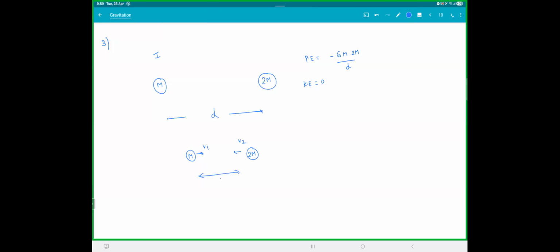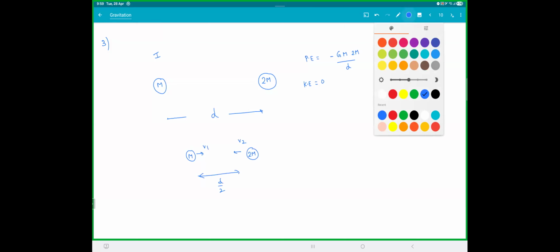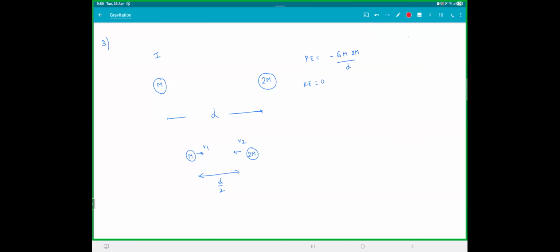The distance has become d by 2. From conservation of linear momentum, the initial momentum is 0, because if the external force is 0, you can conserve linear momentum. Initial momentum is 0, so this is m v1 minus 2m v2. So they will actually have different speeds. Then what is the final potential energy? Minus G m 2m by d by 2. Kinetic energy is half m v1 square plus half 2m v2 square.